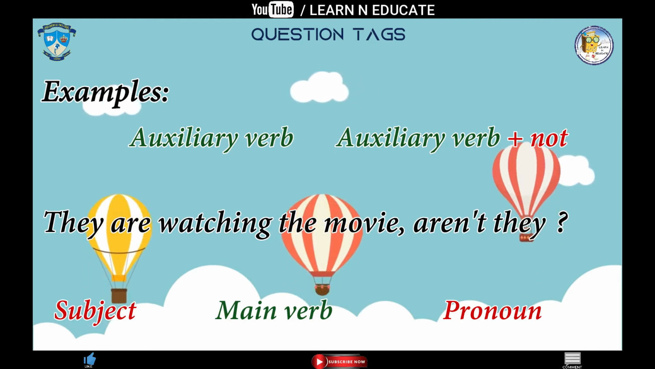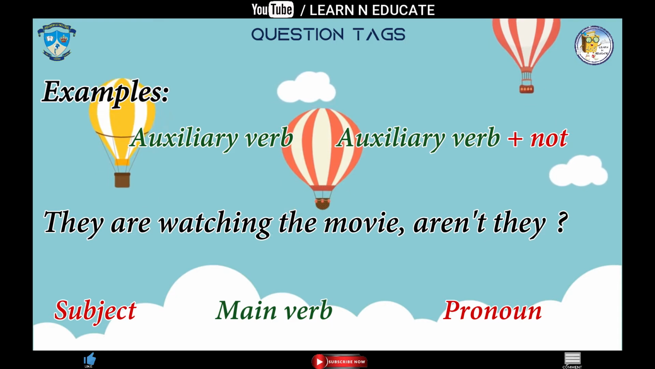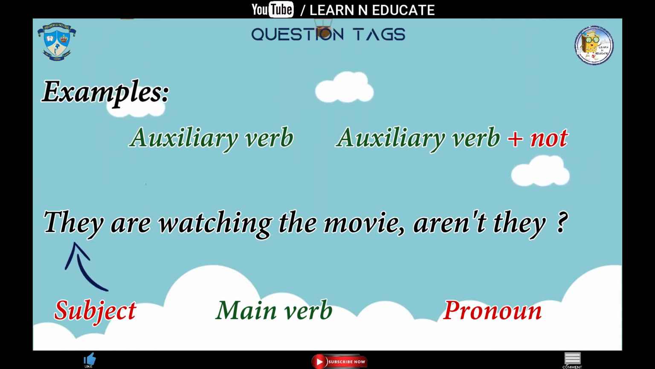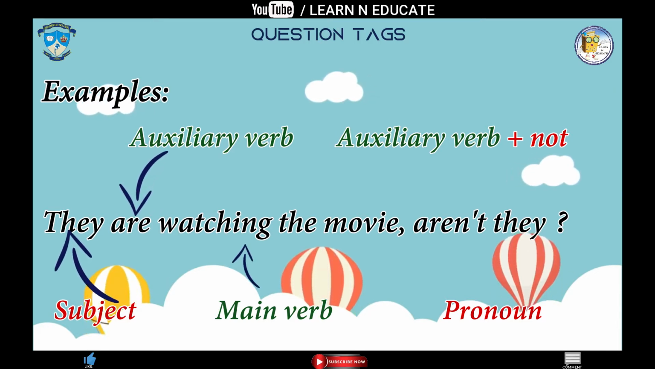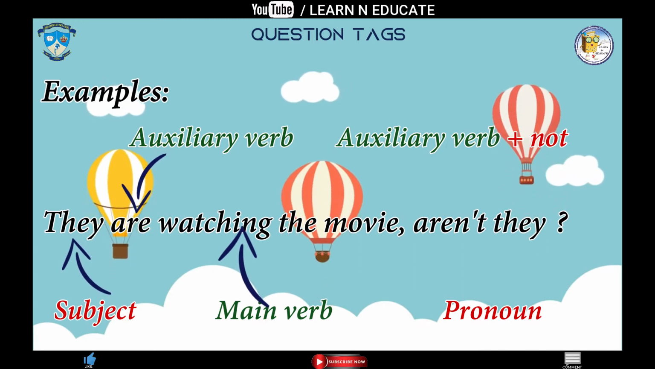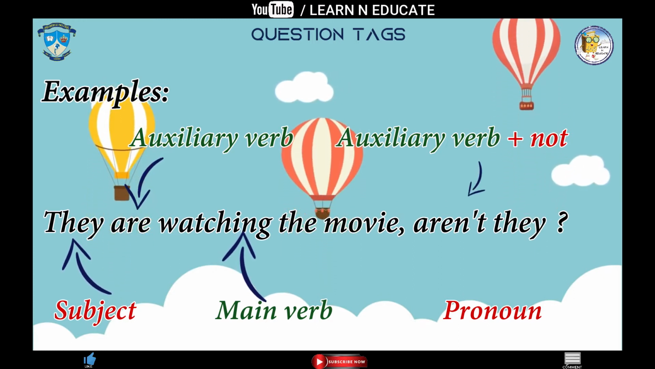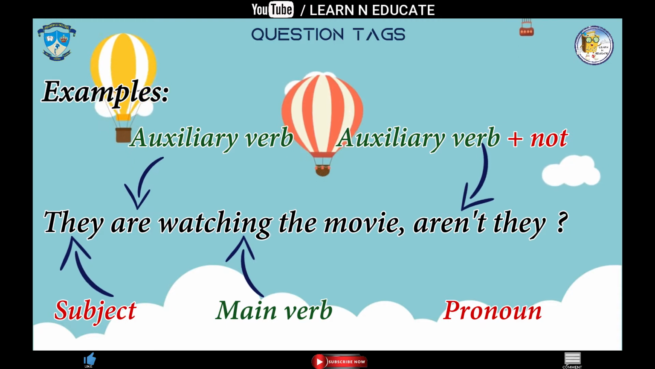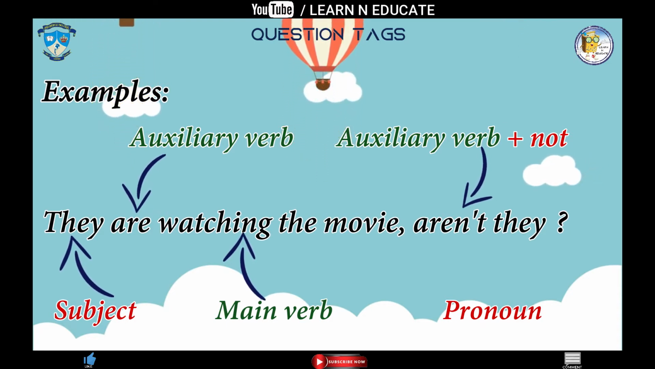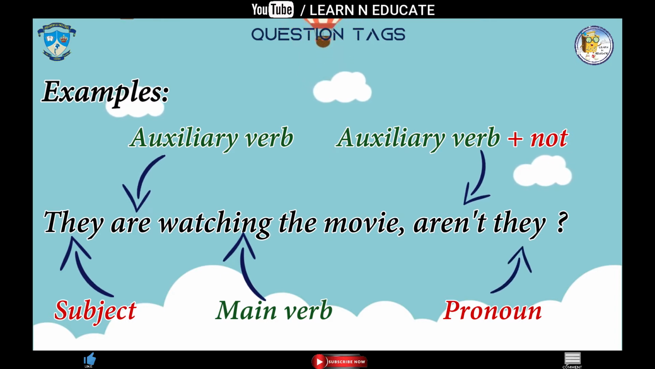They are watching the movie, aren't they? Here, they is a subject, are is an auxiliary verb, watching is the main verb. Now come to the question tag. Again, are is the same auxiliary verb as in the main statement, plus not, plus subject pronoun. That means the subject should match the pronoun.